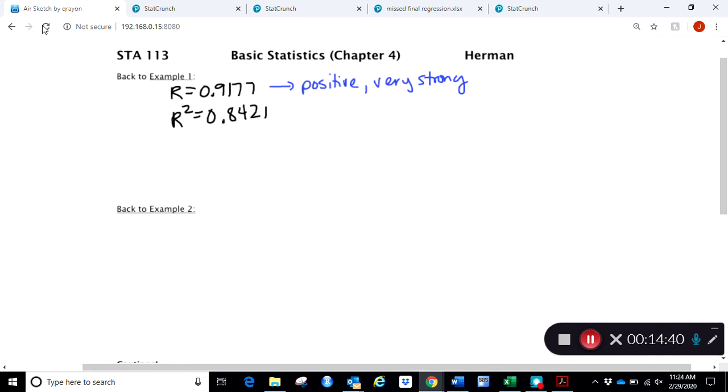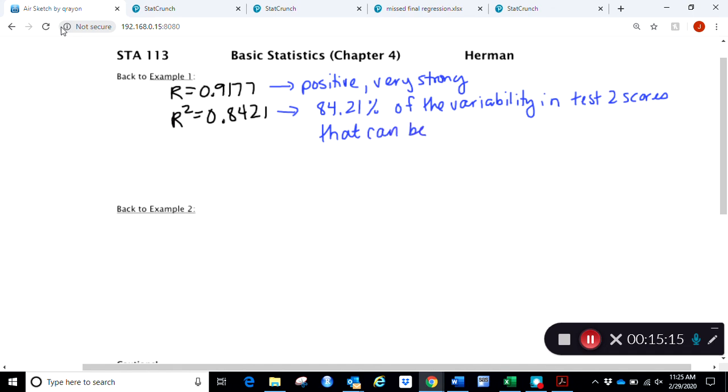Now our R squared has a more specific interpretation. So the first thing I'm going to do is multiply this by 100% to get 84.21%. Now it's that percent of our variability in Y, which was test 2 scores, that can be explained by X, which was our test 1 scores. So about 84% of why the test 2 scores were different we can explain by looking at just what happened on test 1.